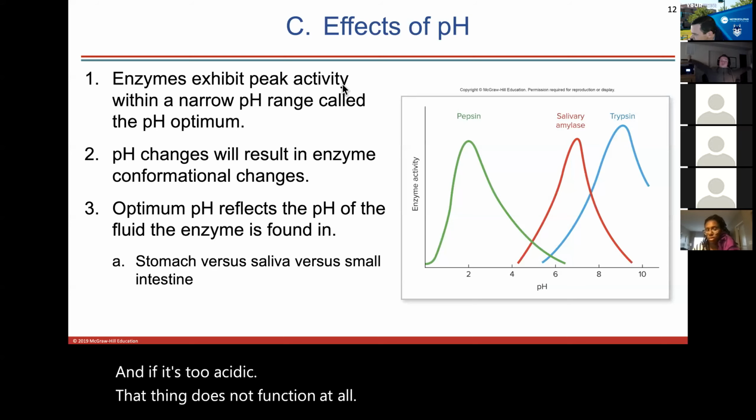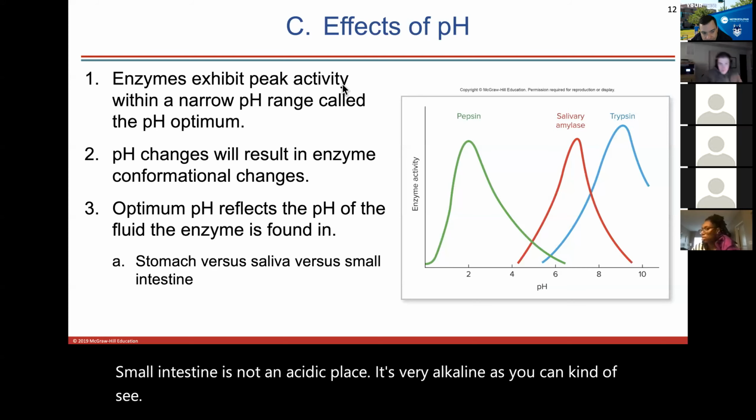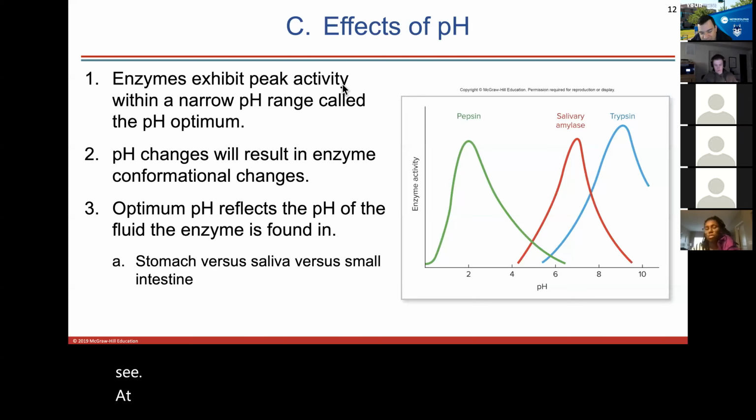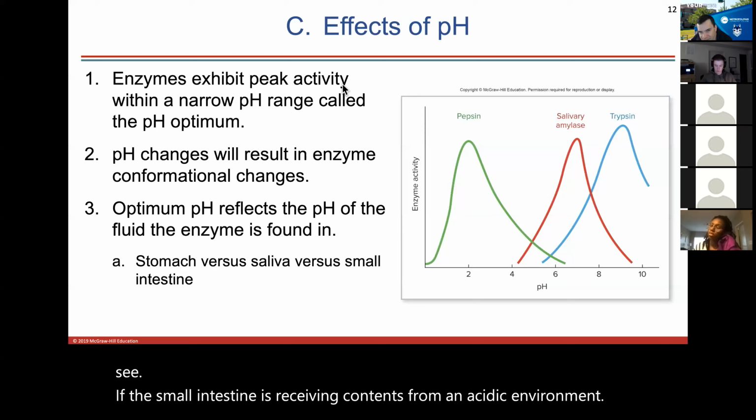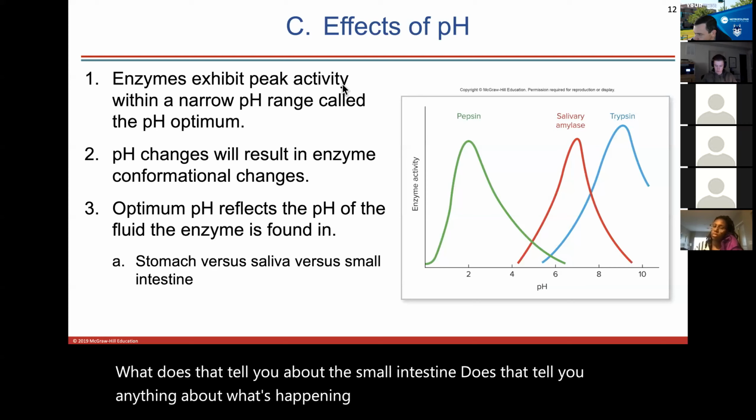Small intestine is not an acidic place. It's very alkaline, as you can kind of see. If the small intestine is receiving contents from an acidic environment, what does that tell you about the small intestine? Does that tell you anything about what's happening there from a structure standpoint?